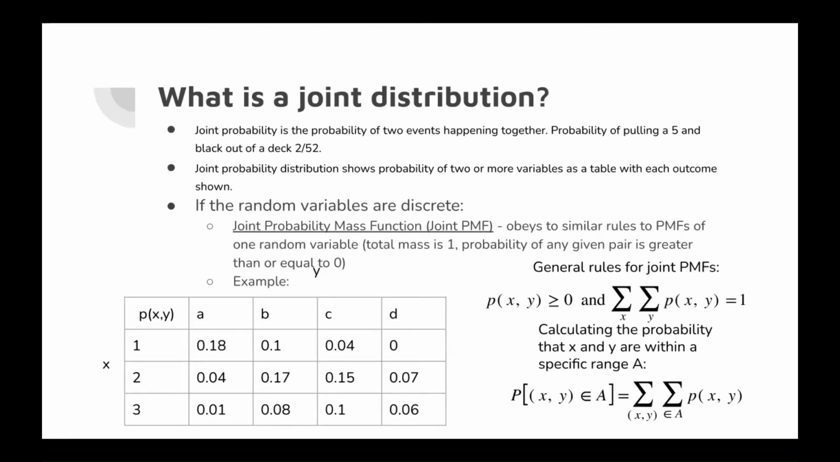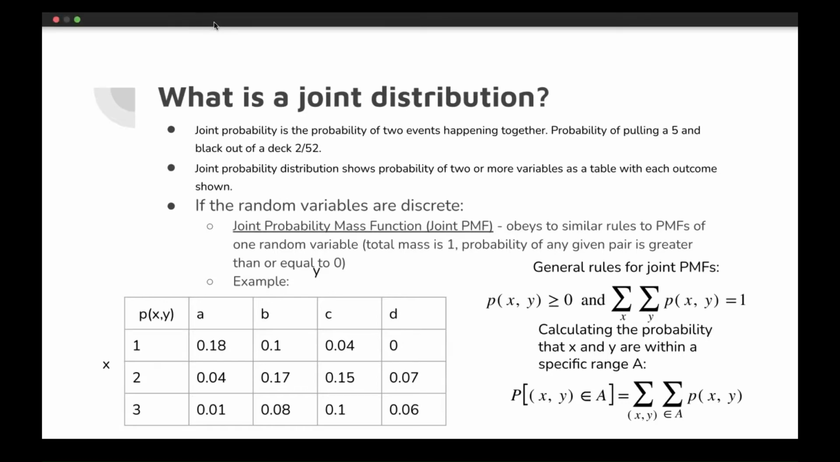So if the random variables are discrete, we can use a joint probability mass function, or PMF. They obey the same rules as the regular PMF of any other random variable. They can't be negative and they have to add up to 1. Also, calculating the probability of a specific range would be the same thing as calculating each probability in the range and summing them up. Next slide.